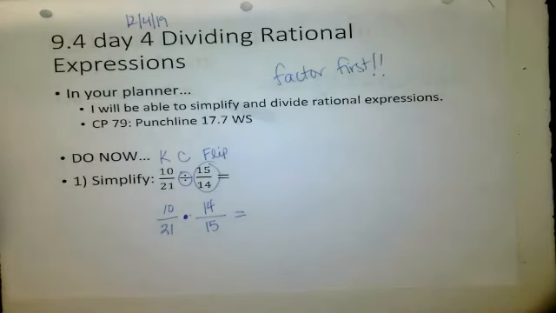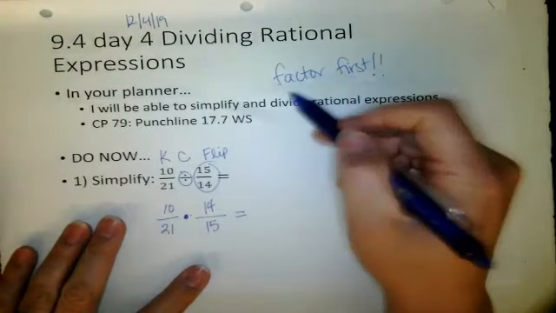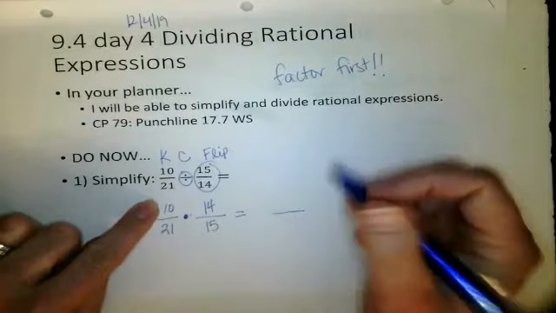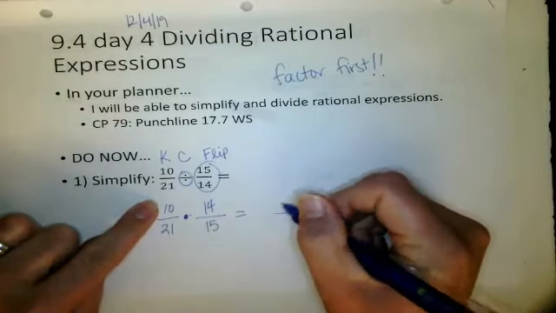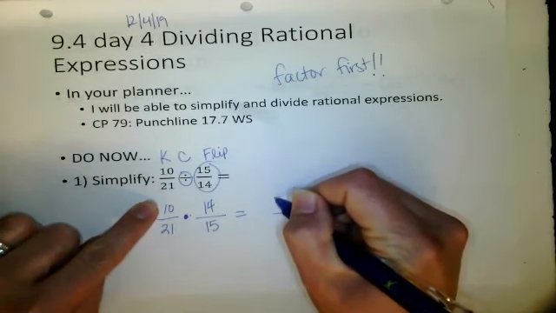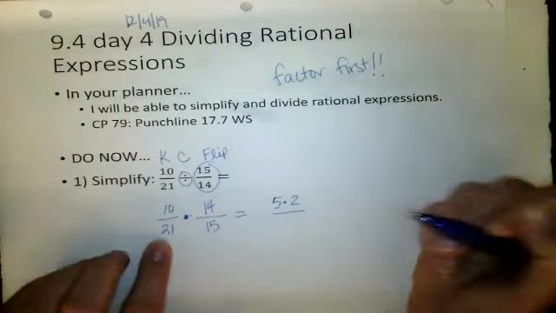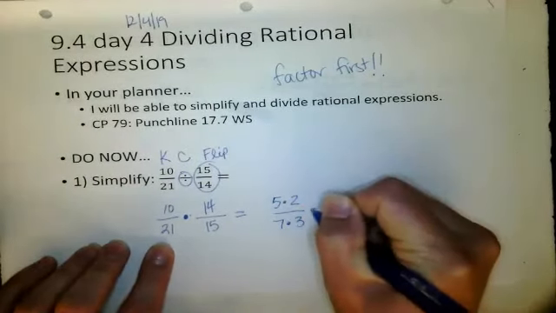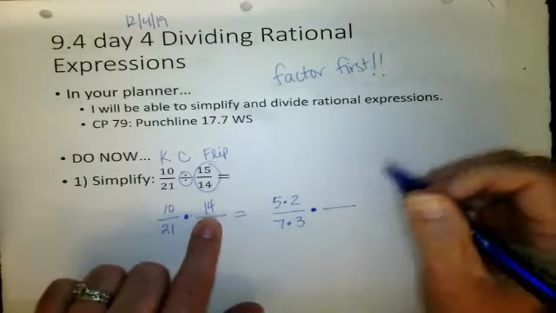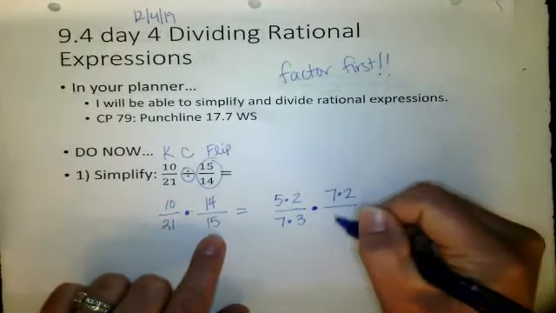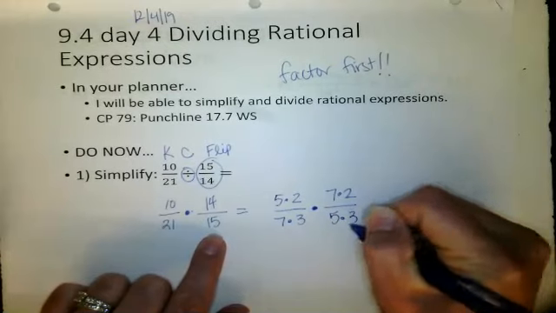All right, keep, change, flip. And then we are factoring, just like we did yesterday. 10 can factor into what times what? What are the factors of 10? 5 times 2. Thank you. 21 is what times what? 7 times 3. 14 is 7 times 2. And 15 is 5 times 3.